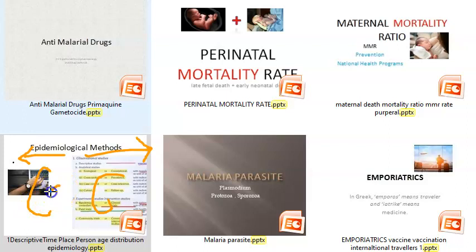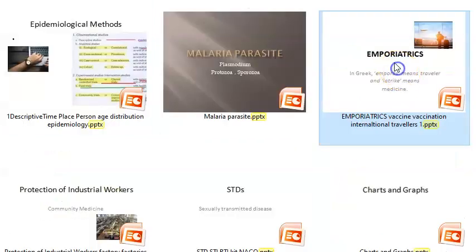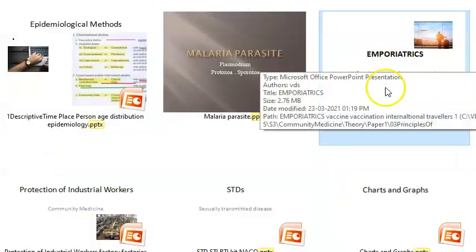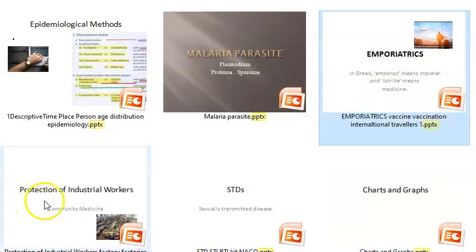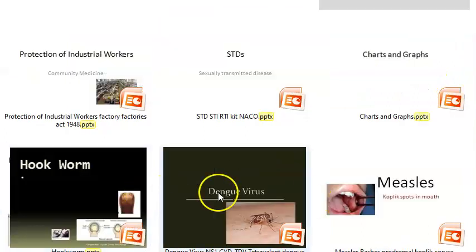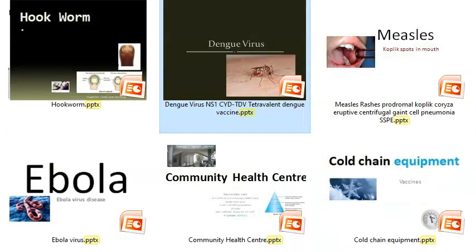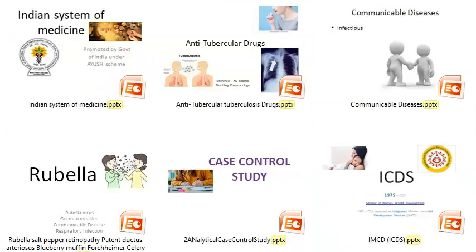So that is what a case control study is, and this one, the cohort study, is looking forward. This much, if you have understood, great. Malaria, very important. Emporiatrics means care for international travelers. They should take some vaccines, etc. Then what else? Dengue also important, guys. Focus on dengue if you have time. Measles, Ebola.